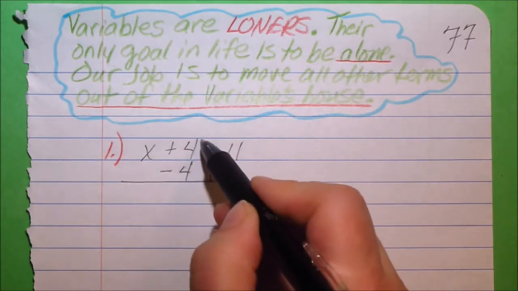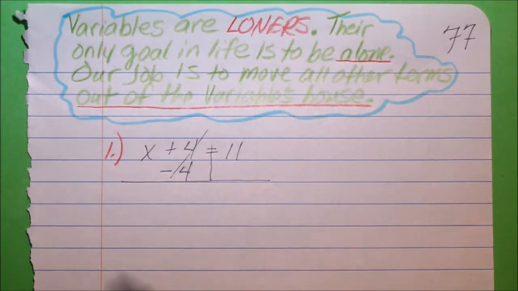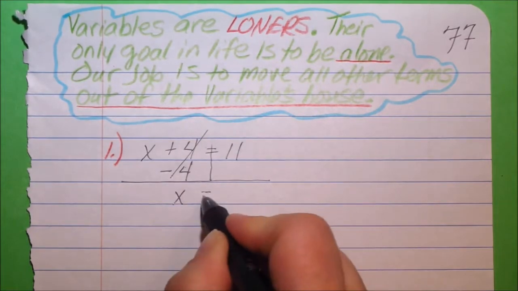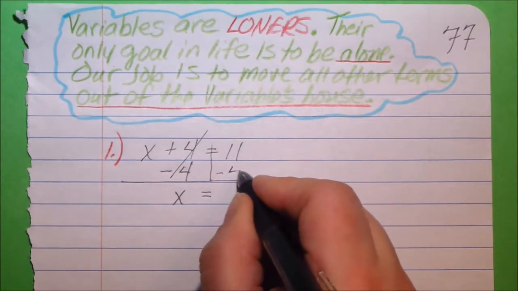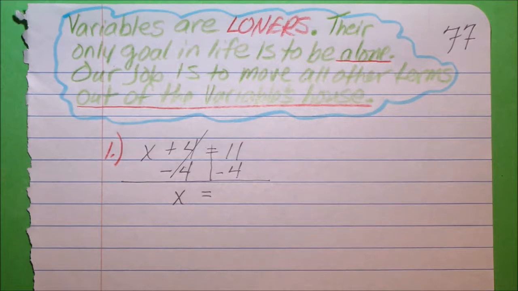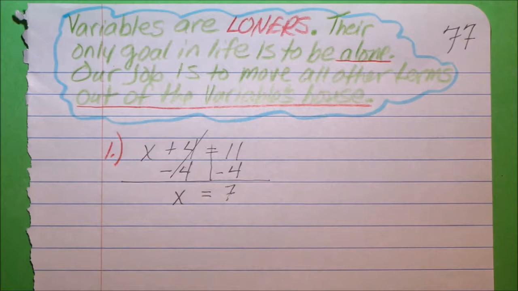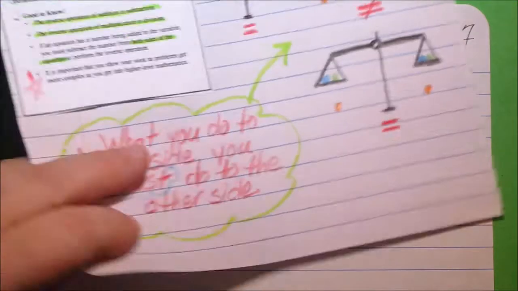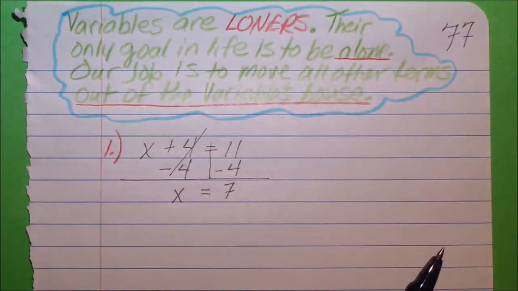So I subtract 4, and now the 4 has been evicted, gone. And X is in its house all by itself, just like it likes to be. But the 4, when he gets evicted from X's house, he tends to want to go over to the neighbor's house. And we got to take care of that too. So what's 11 minus 4? It is 7. This is the part where what we were talking about on our notes right here, what you do to one side, you must do to the other, right?